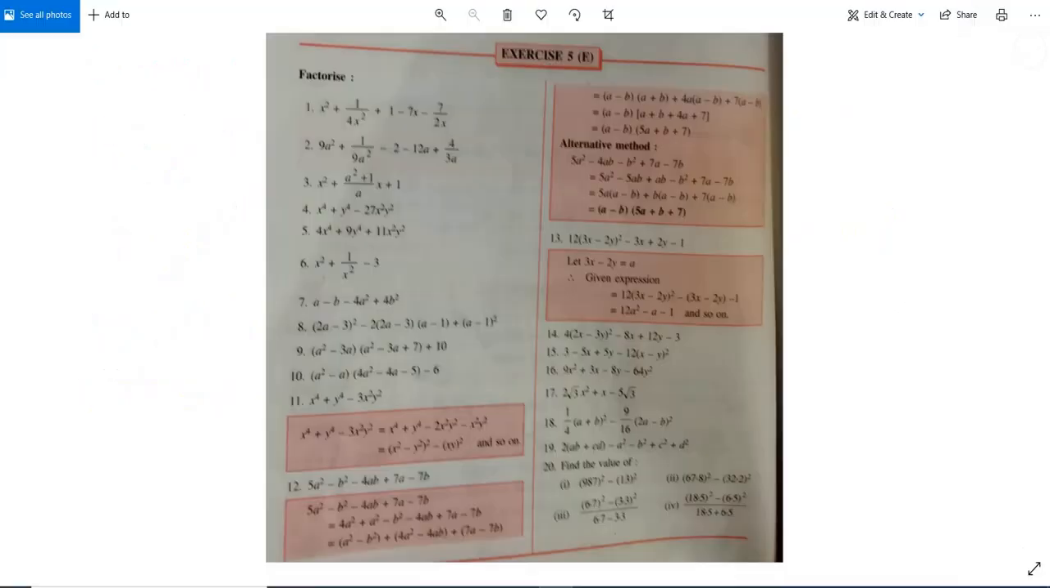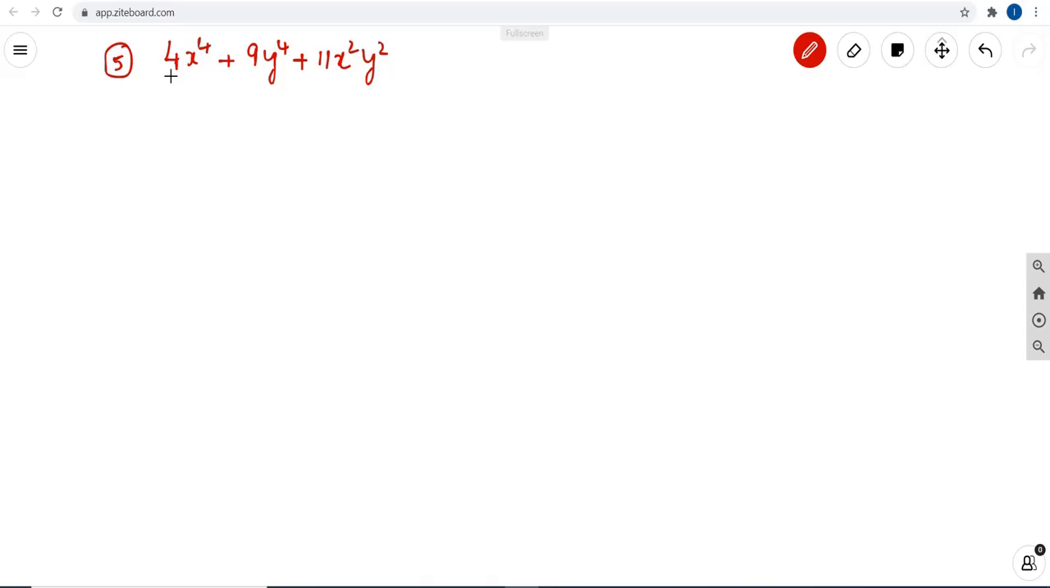Okay, all of you. Next we'll start problem number 5: 4x⁴ plus 9y⁴ plus 11x²y². Okay, so we'll start solving this problem. Now this problem has to be put in the form of (a plus b) whole square. So what is a here? A is nothing but 2x². And what is b here? B is nothing but your 3y².